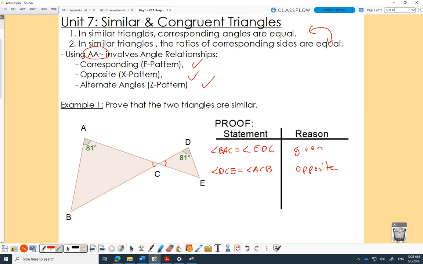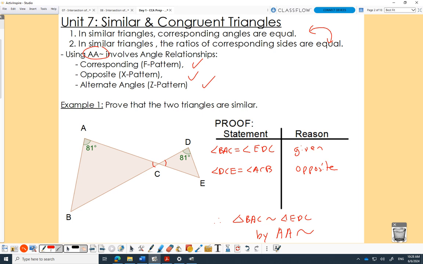Okay? Now, therefore, I'm done. Therefore, triangle BAC is similar to triangle EDC by angle similarity. Once I had two angles the same, the third angle was the same. That's the end of that part of the question.